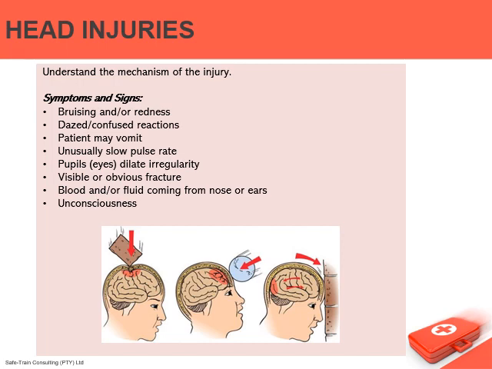Understand the mechanism of the injury. Get the full story or history from bystanders, and if the casualty is conscious, allow him or her to explain the course of events. Study the emergency scene for clues to establish the nature of the injuries. Head injuries can be either open, for example a head injury with an associated head wound, or closed with no obvious sign of injury.